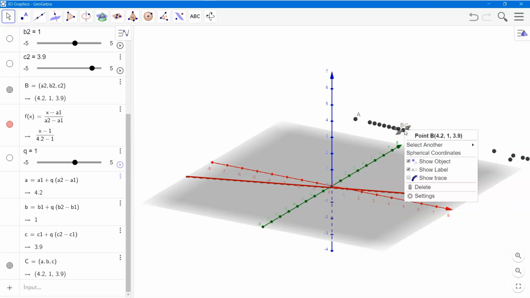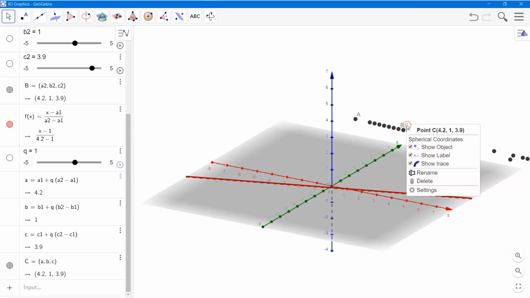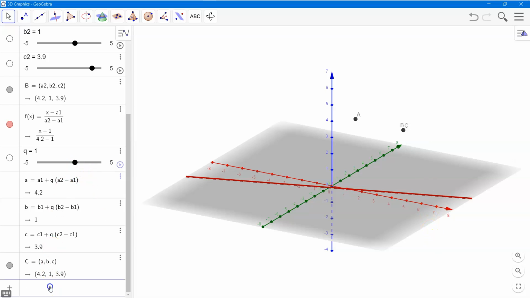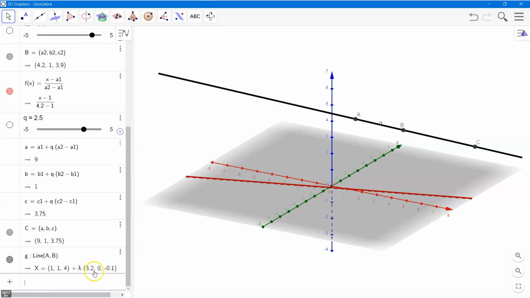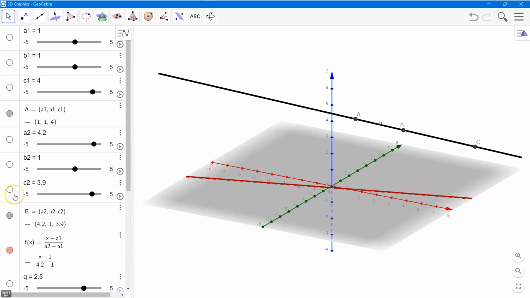Where is the trace? Show trace. Okay, and now let me move this a little bit. So ABC. Now I'll say line A comma B. So you see, C also lies on that. Now the fun part starts.